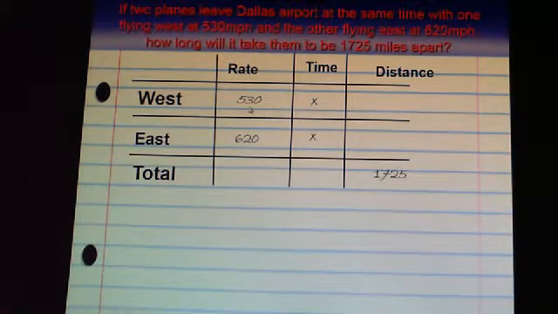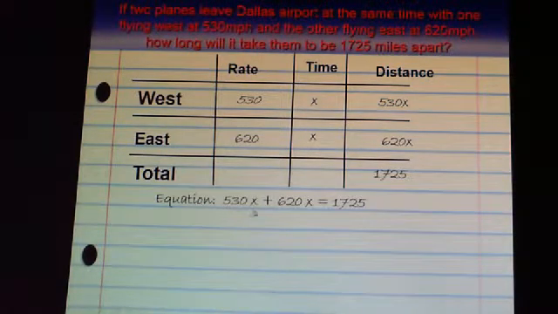And just like before, you multiply across, so 530 times x gives you 530x. 620 times x gives you 620x. Just like before, they were going in opposite directions. They didn't say that, but they did say one was going west and one was going east, and they're opposite each other. So that means my equation must be 530x plus 620x is equal to 1725. Now that we have the equation, go ahead and solve it.